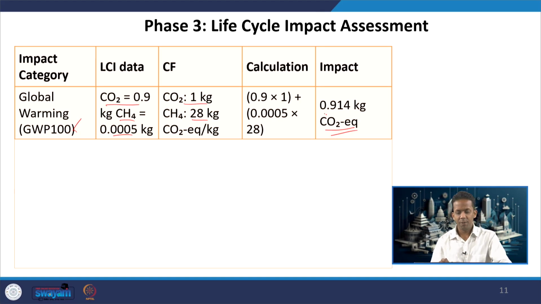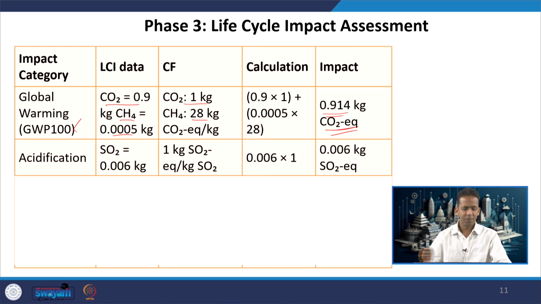So, how do we get 0.914? We multiply the CO2 amount by the CO2 factor plus the methane amount by the methane's characterization factor. So, it comes out to be 0.914 kg CO2 equivalent. Under the global warming impact category, this is the impact.